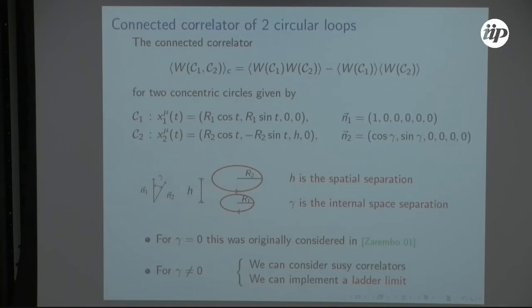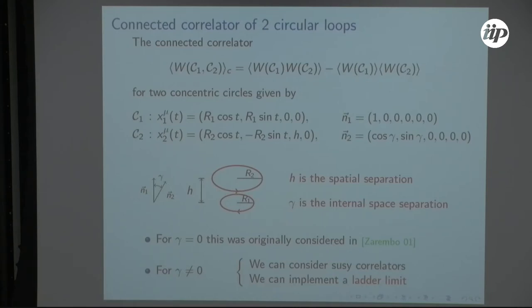Now let me move to the connected correlator. So this is what we did in these two articles. So far I was talking about just the expectation value of a single circular Wilson loop. Now I'm going to compute the connected correlator. The connected correlator is the correlator minus the product of individual expectation values. And I will consider two circular Wilson loops, concentric, right? In general, they could be of different radii, R1 and R2, and separated in some transverse direction by a distance h. So h is a spatial separation.